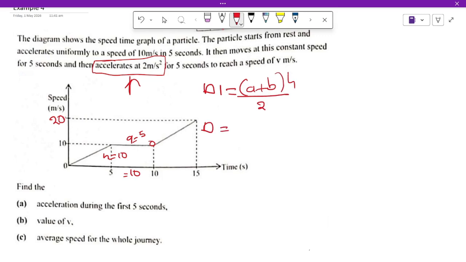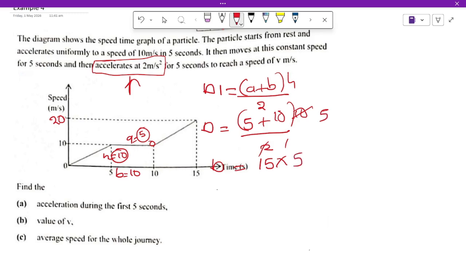So distance 1 is going to be equal to our A, here we found 5. So it's going to be 5 plus B, this one here, 10, times our height, this one here, 10, over 2. So distance will be equal to 5 plus 10 is 15, times 10 over 2. 2 into 10 is 5, so 15 times 5. 5 times 5 is 25, remainder 2. 5 times 1 is 5 plus that which remained, 7. So we have 75 meters. That is distance 1. Go to distance 2.